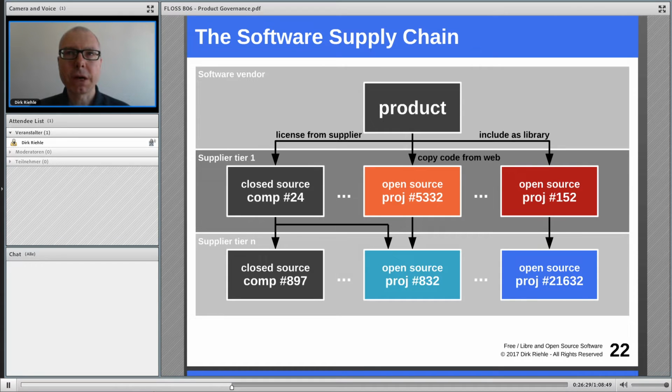All right, but how do all these things come about? It's not that companies want it. It just somehow happens, apparently, without governance. And here is an illustration of how it could happen. The software vendor responsible for a product incorporates other parties' code in various ways.